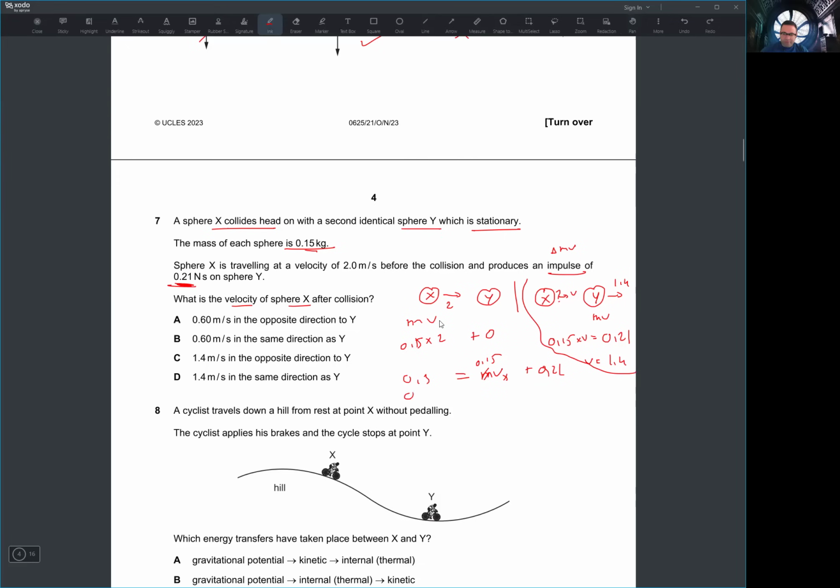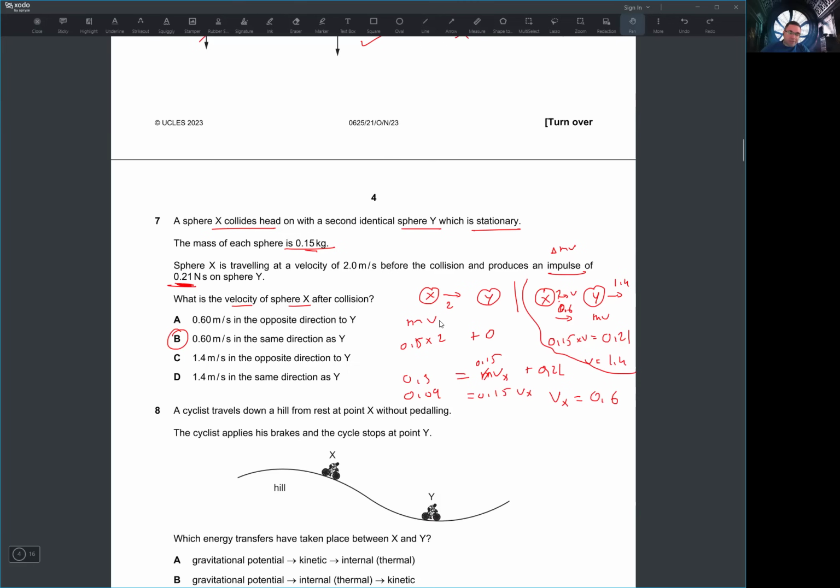is 0.09, equals 0.15 Vx. So what's the velocity of x? 0.09 divided by 0.15 equals 0.6. The sign did not change, so it's in the same direction, 0.6. Okay?